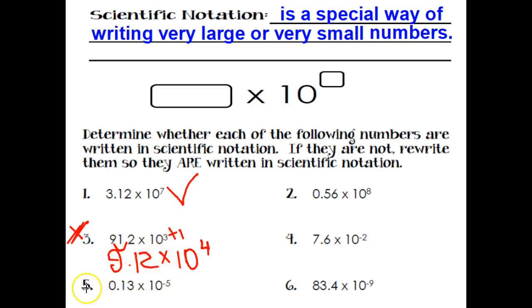So what about this one? This is not in scientific notation because it's less than 1. So I need to give to it. And if I give to it, I need to take from the power to keep the number the same. So this is going to be 1.3 times 10 to the negative 6 power. All right? And so when you come over here now and do these, you'll now know what to do.